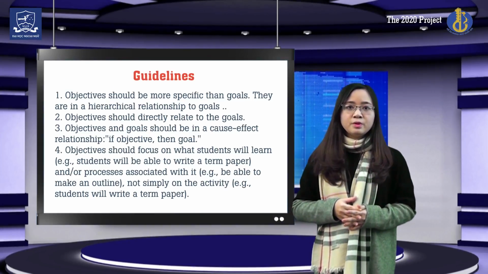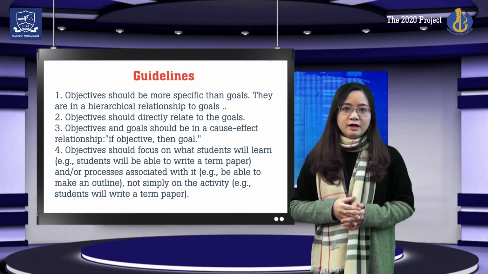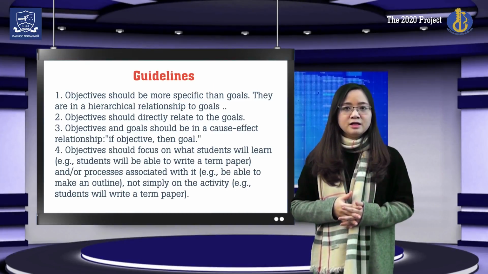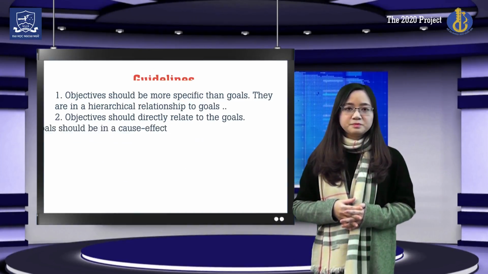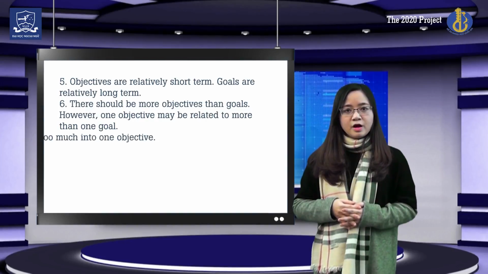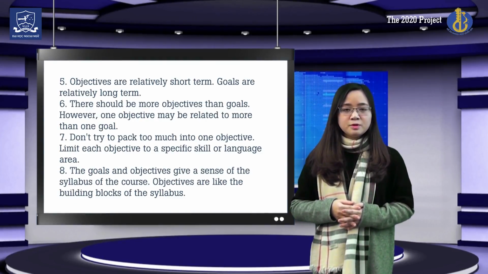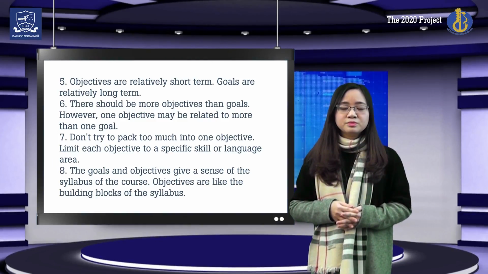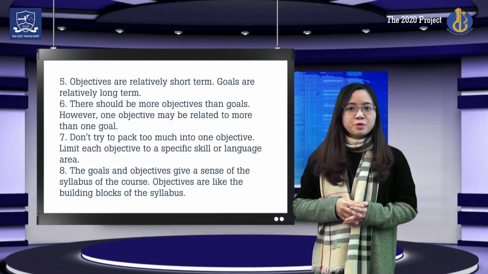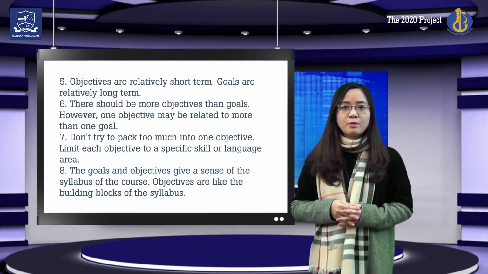Objectives should focus on what the student will learn. For example, students will be able to write a term paper and the processes associated with it, like being able to make an outline, not simply on the activity only, that is, the student will write a term paper. Tip number 5. Objectives are relatively short term, while goals are relatively long term. There should be more objectives than goals. However, one objective may be related to more than one goal. Don't try to pack too much into one objective. Limit each objective to a specific skill or language area.